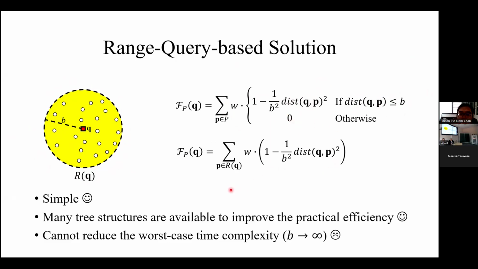There are so many tree structures, indexing structures that can be used. Those indexing structures can improve the practical efficiency, and this solution is quite simple. However, this approach cannot reduce the worst case time complexity. You can imagine that this B is very big, which covers the whole region. Then this RQ will become this P, right? That means you still need to scan all those data points.